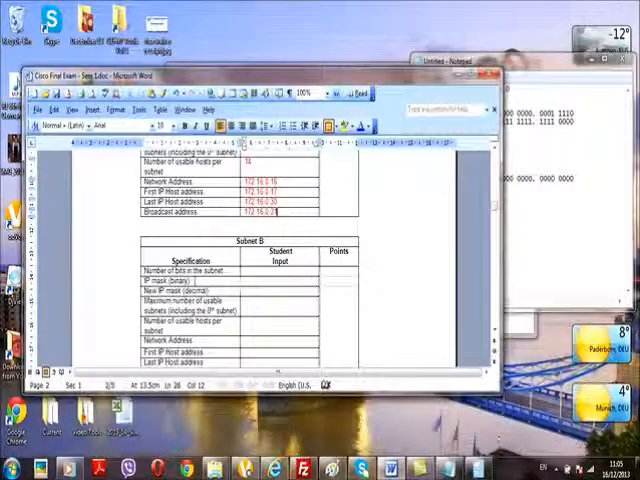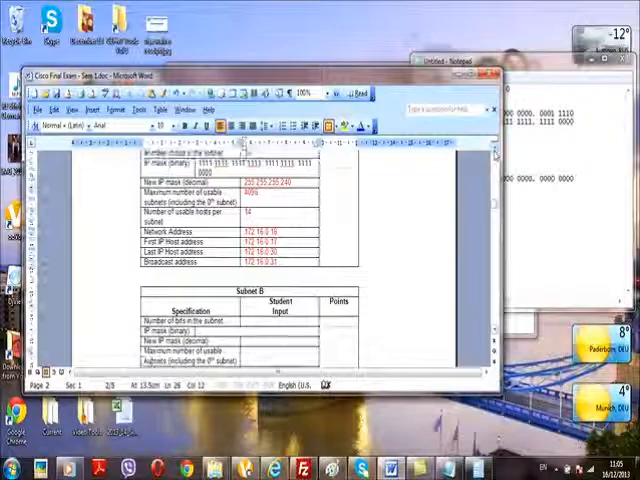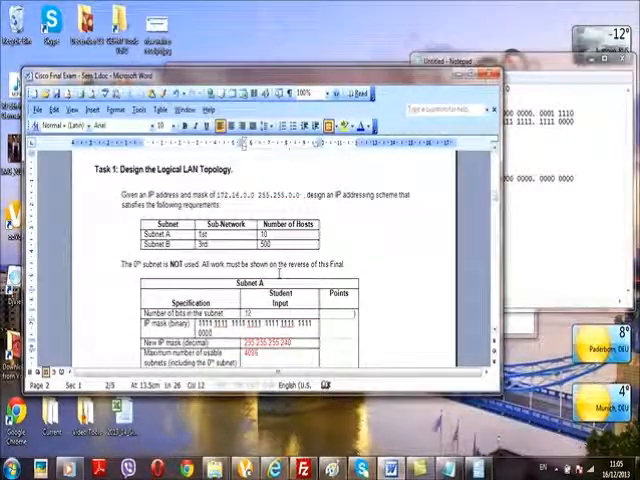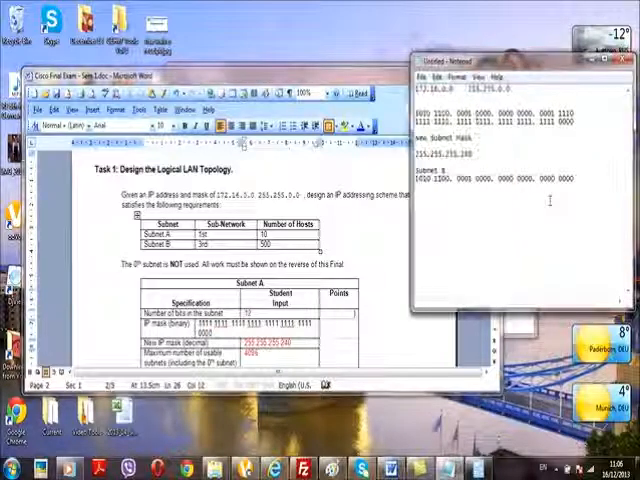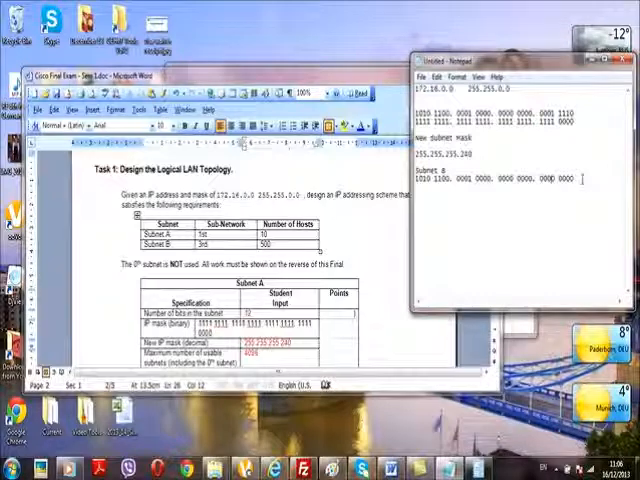Okay, let's have a quick look at our given prerequisites. So what do we need to have? It says here that we have to have 500 hosts. So the question is, how many bits do I need for 500 hosts? 8 bits will give me 256 minus 2, 254. 9 bits will give me 512 minus 2, 510. So 9 bits will be fine.